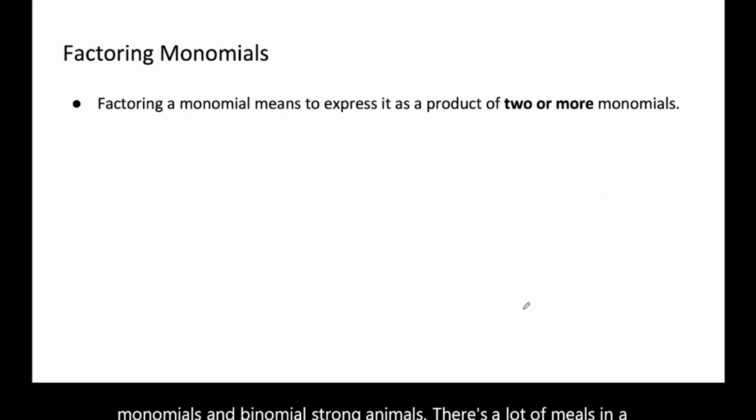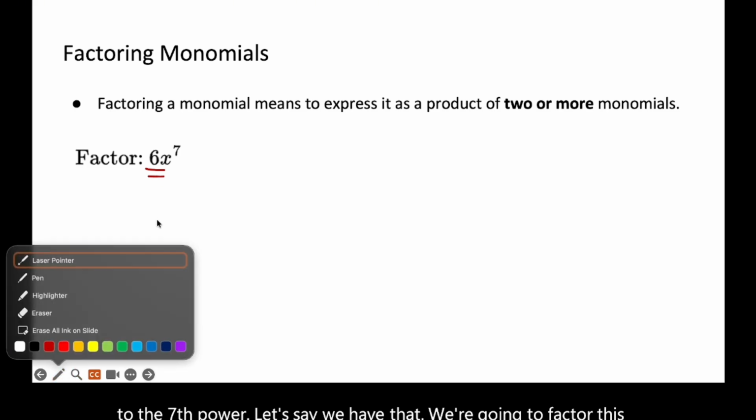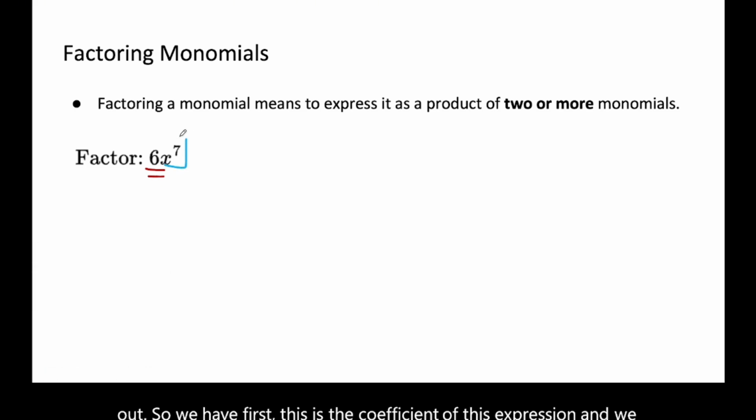First off, factoring a monomial really means to express it as a product of two or more monomials. So let's say we have 6x to the 7th power. We're going to factor this out. This is the coefficient of this expression, and we also have the exponent part. This is our variables part.